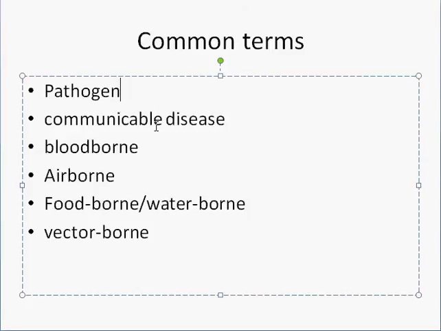Also, there are certain terms for how diseases are transmitted. Terms like bloodborne and airborne. Hopefully I don't have to explain bloodborne, it just means by blood and also by bodily fluids, seminal fluids, and also vaginal fluids. Airborne is exactly what it sounds like, it's through the air. Foodborne or waterborne, I think that's pretty self-explanatory. And vectorborne is by animals. So those are some of the major terms referring to diseases.